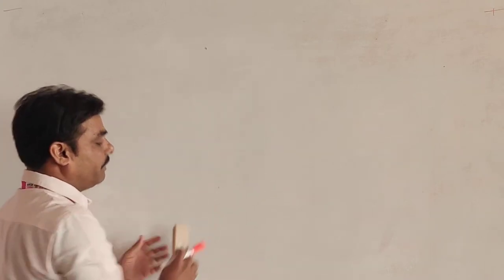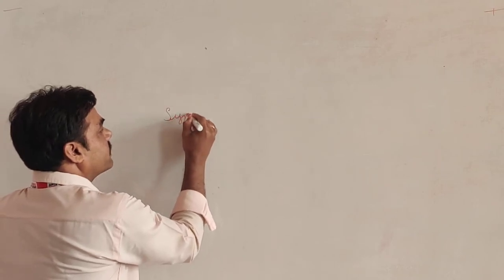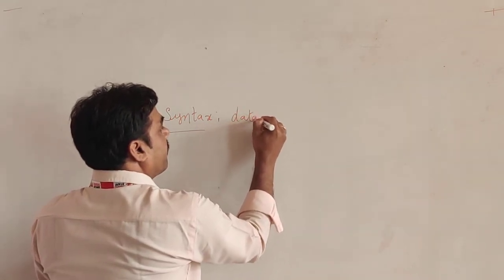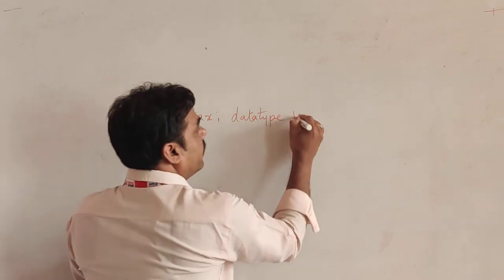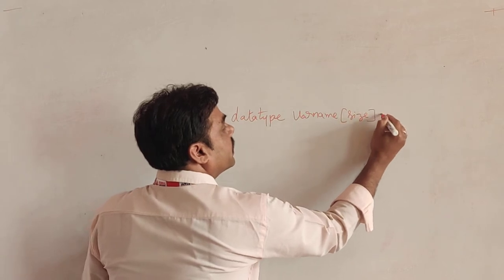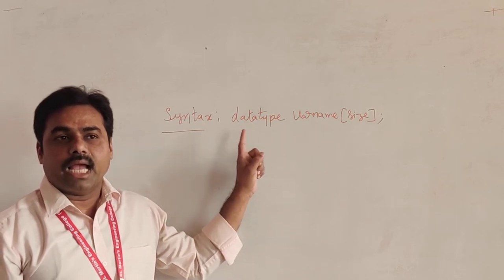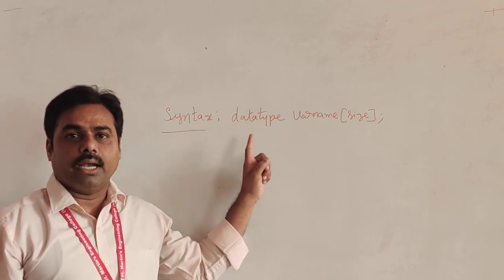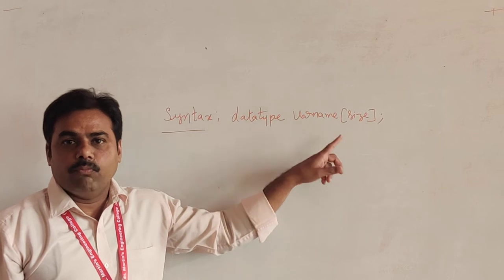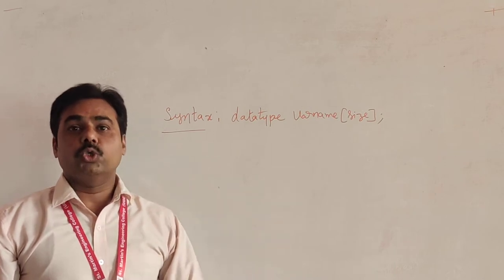I will try to explain with the help of the syntax and an example. First is the syntax of the one-dimensional array: data type, followed by the variable name, and moreover the size of the array, which is put in square brackets. Data type is a primitive or basic data type like int, float, char, double. Variable name is declared the same way we generally declare variables. Size means how many values you want to store in the particular array.